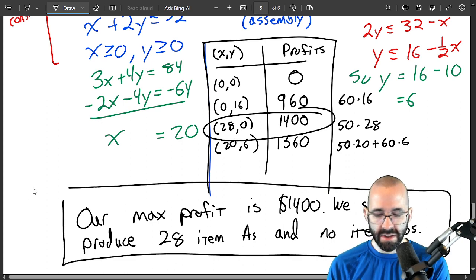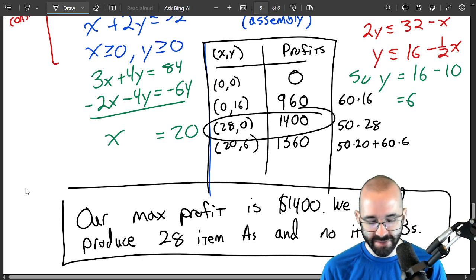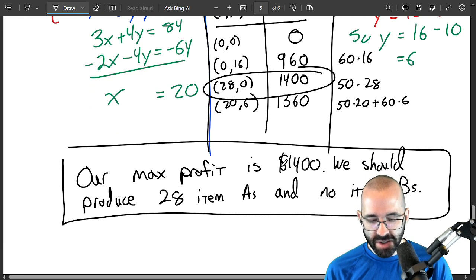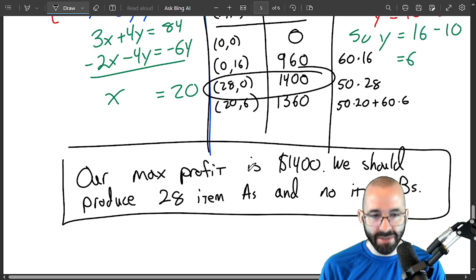And again, if we had other constraints like, hey, you have to make one of each, well, then maybe it would be different. But with this problem, we're not making any of those assumptions. So we'll just be with that.